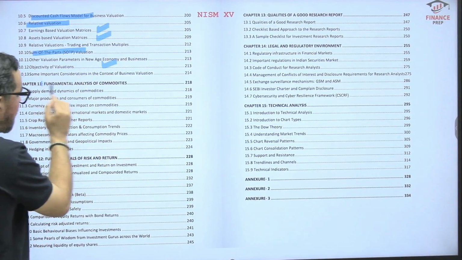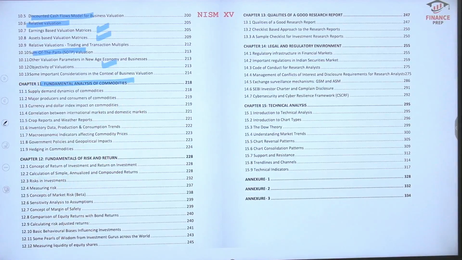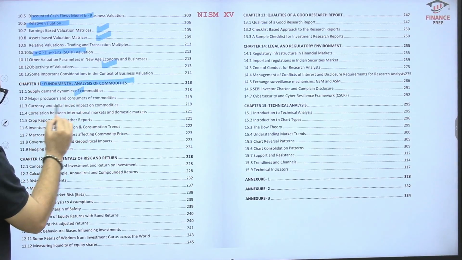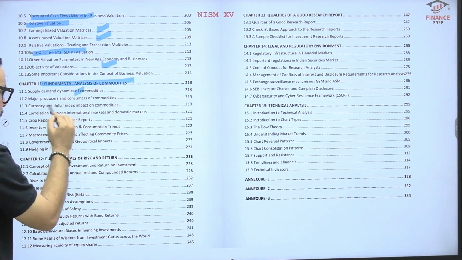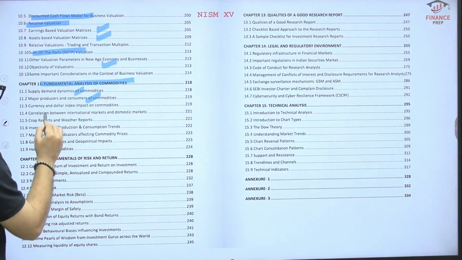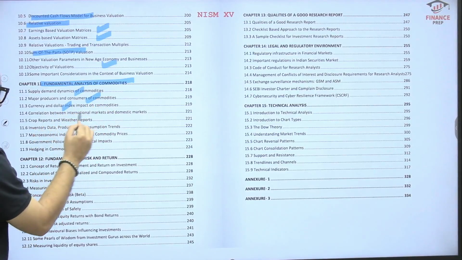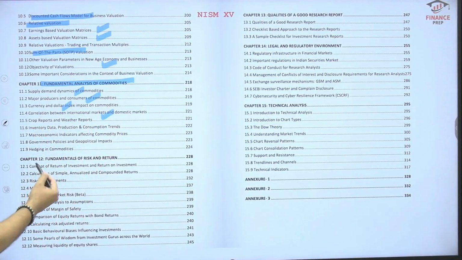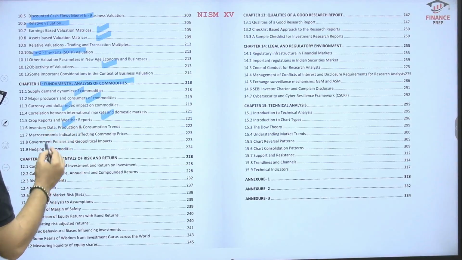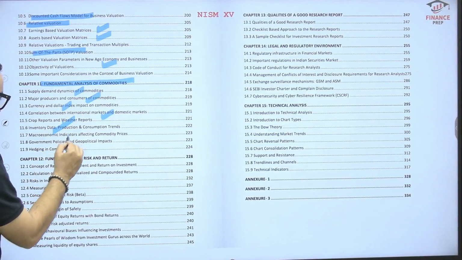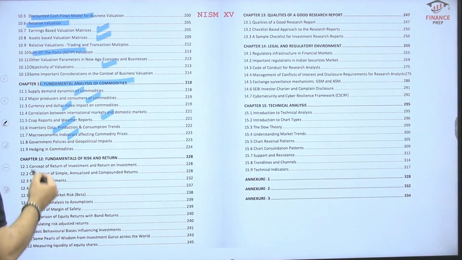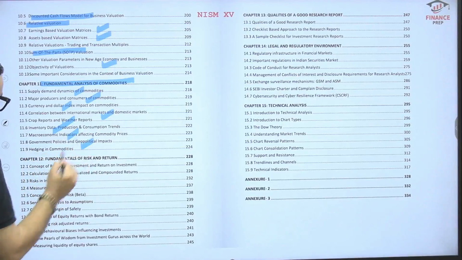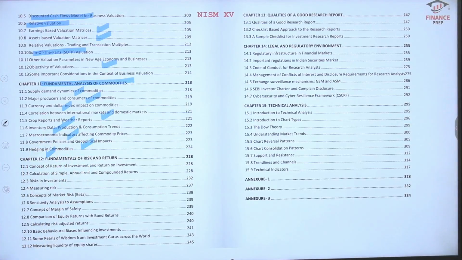Then fundamental analysis of the commodities, right? So here we have demand and supply analytics of commodities, producers and consumers, commodity, currency and dollar, correlation between international and domestic market, interconnectedness basically, crop report and weather report, investment data, macroeconomic indicators like GDP, PCI and all. Then government policies and geopolitics and hedging in commodities itself.